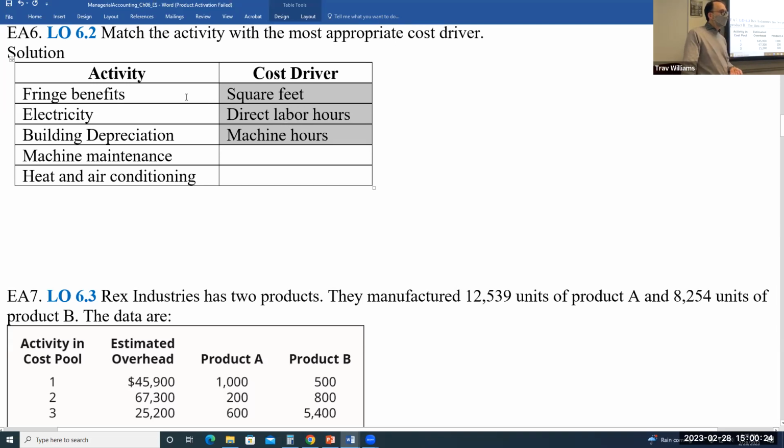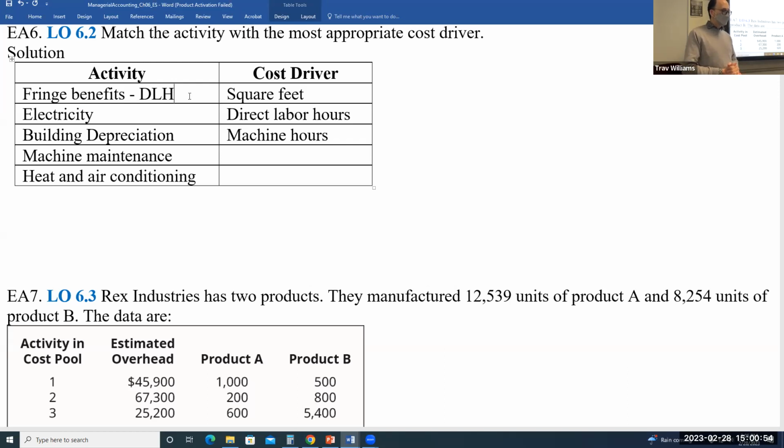Which of those 3 drivers would you use for fringe benefits? Those are employee benefits that they get as part of their job. Direct labor. Okay, yeah, so that would be direct labor hours. The more direct labor hours, the more benefit costs you're probably going to have. What about electricity?